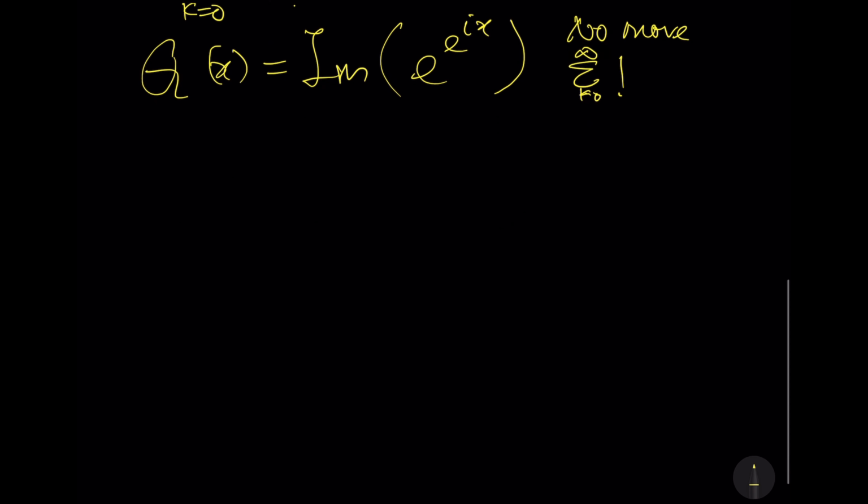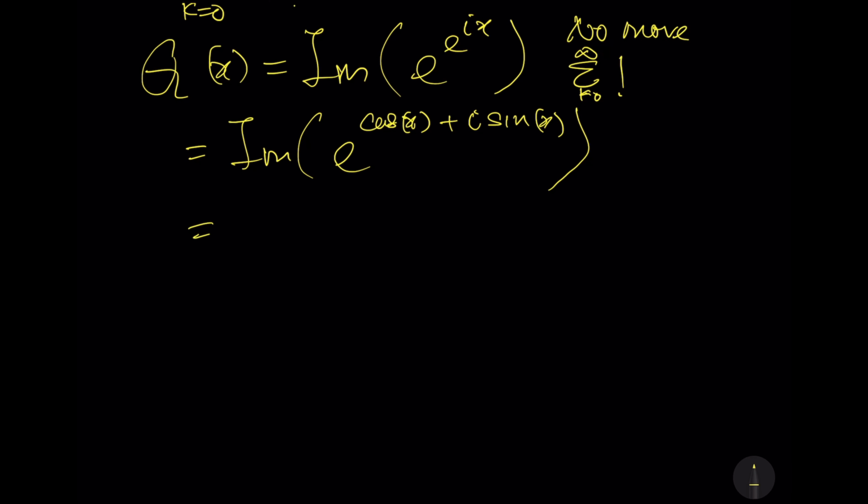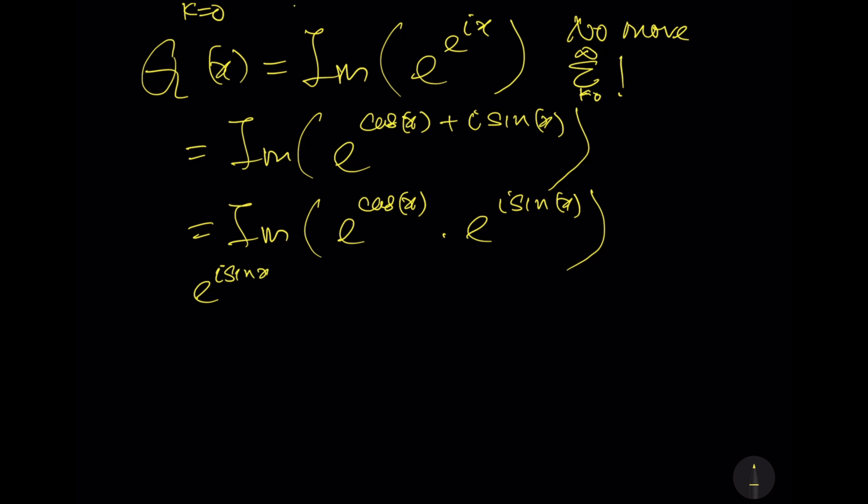Here we have e to the power ix. We need to change e to the power ix into cos x plus i sin x, which can be further written as e to the power cos x multiplied by e to the power i sin x. Using Euler's formula again, e to the power i sin x is equal to cos(sin x) plus i sin(sin x).